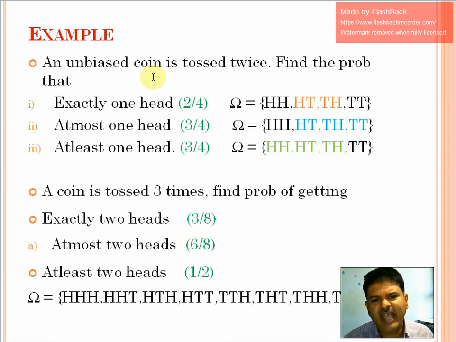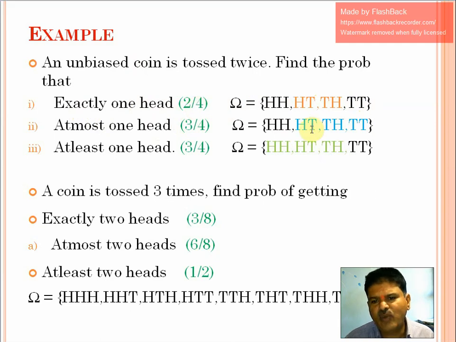So take the example. An unbiased coin is tossed twice. Find the probability that exactly one head occurs, at most one head occurs, and at least one head occurs. What is the sample space in this case? Because an unbiased coin is tossed 2 times, the sample space becomes HH, HT, TH and TT. That remains the same for all these cases. We are interested in getting the first probability, exactly one head. These cases are HT and TH. In the first case there are 2 heads and in the last case there is no head. So for exactly one head, 2 cases are favorable and the total number of cases is 4. Therefore its probability is 2 by 4.